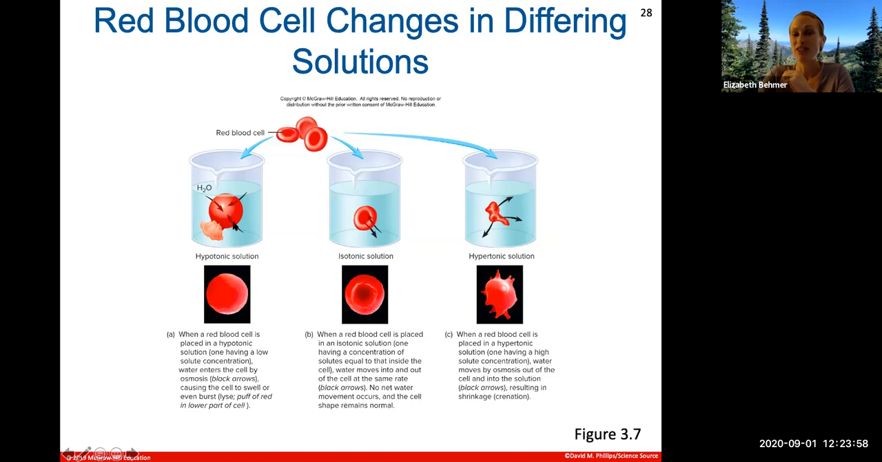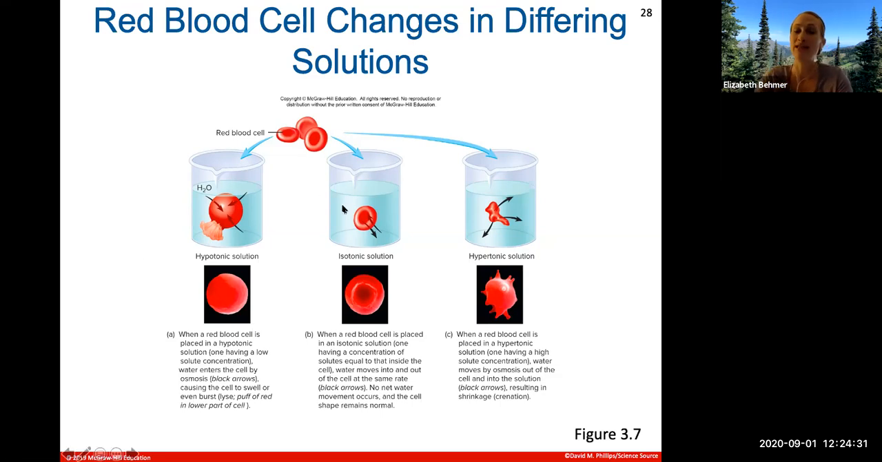This will cause your cell to swell or increase in size, and if it swells too much, your cell could actually split apart. This is why it's so important to get the correct concentration of a saline solution or an IV that you're giving someone with respect to their red blood cells. You don't want to put red blood cells into a hypotonic solution, because water rushes in and your cells will swell or split apart. So that's a hypotonic solution.